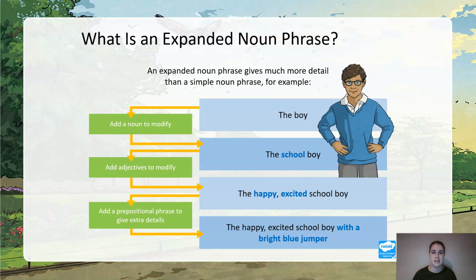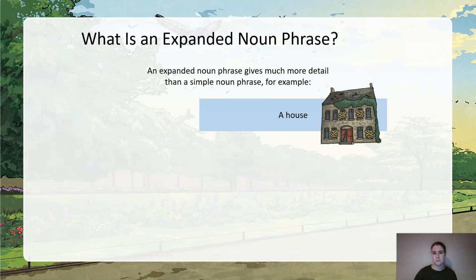Now we have more information about this boy. We know more about his feelings because he's happy, and we know what he's wearing. If you described someone to say, oh yeah, a boy came to school today, that's pretty boring. If you said, oh, there's a really happy, excited boy that came to school today, who's dressed in this really cool bright blue jumper, you've already got a lot more information about that one person.